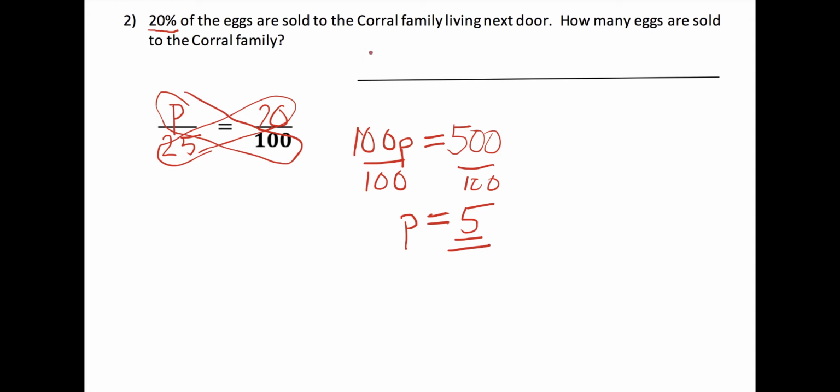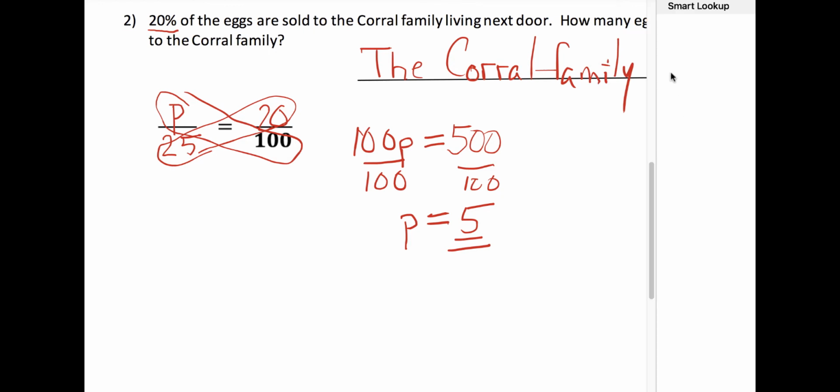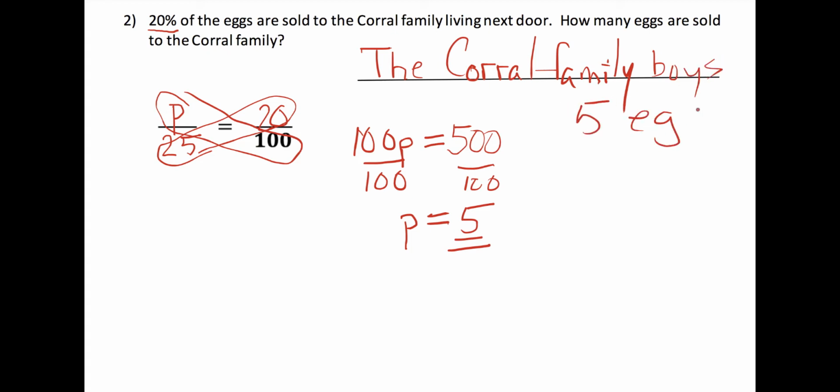How many eggs are sold to the Corral family? We could say the Corral family buys 5 eggs. 5 eggs. Okay?